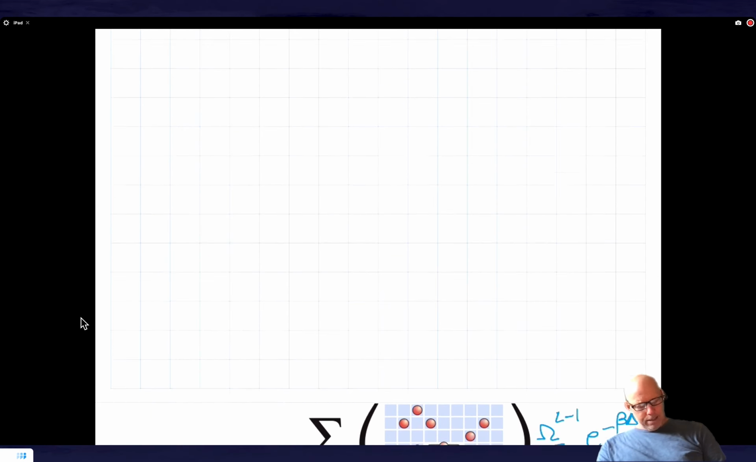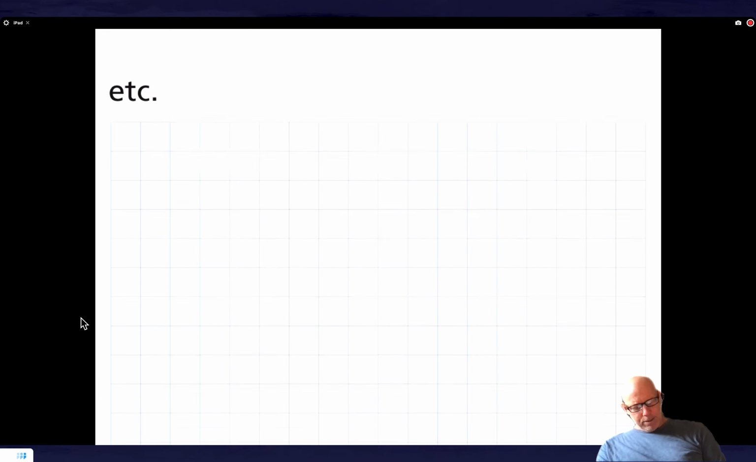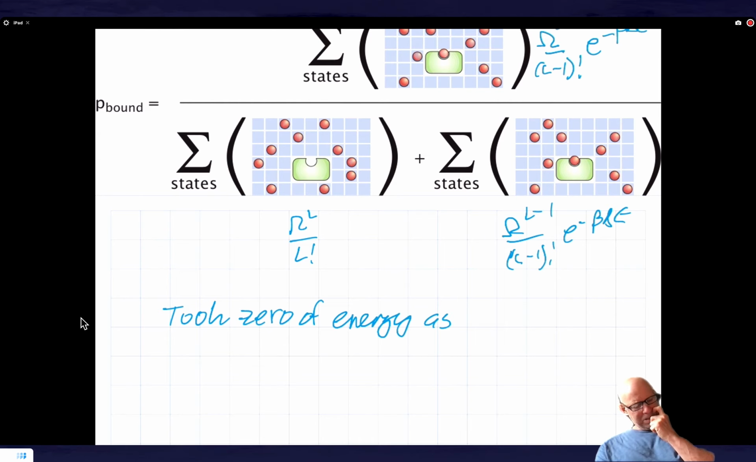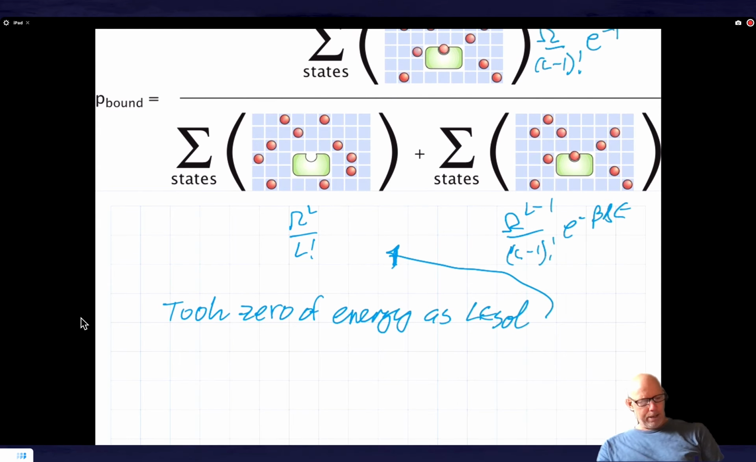One thing I did is I basically took my zero of energy as L epsilon solution. And that's the reason that you don't see any longer a term up here of the form e to the minus beta delta epsilon.